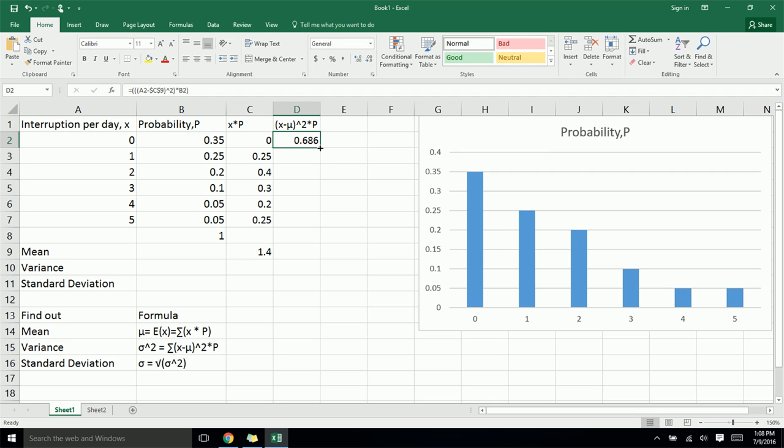Now I'm going to bring the cursor to the corner and drag it down. Now let's sum it up. Select all of it and then auto sum, and then we have the variance of this probability distribution.